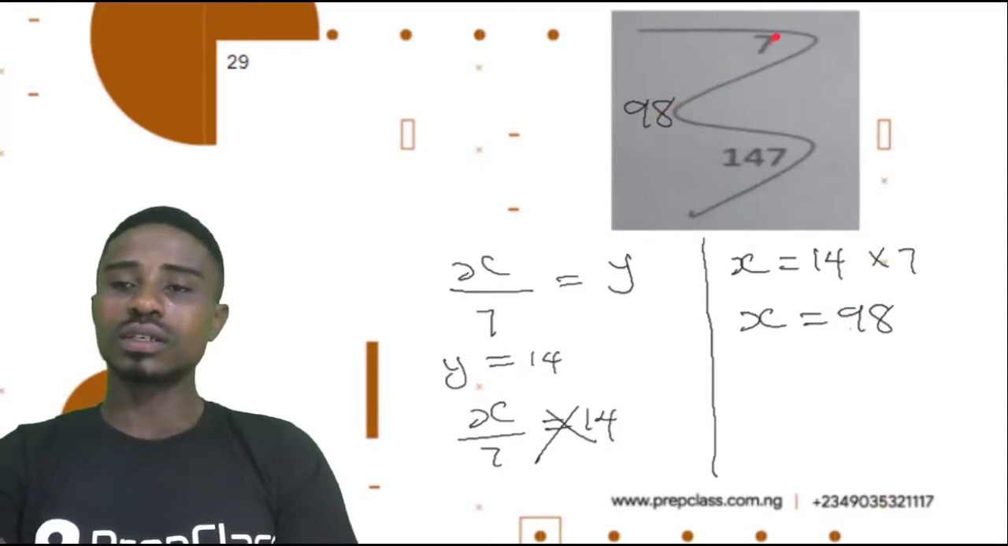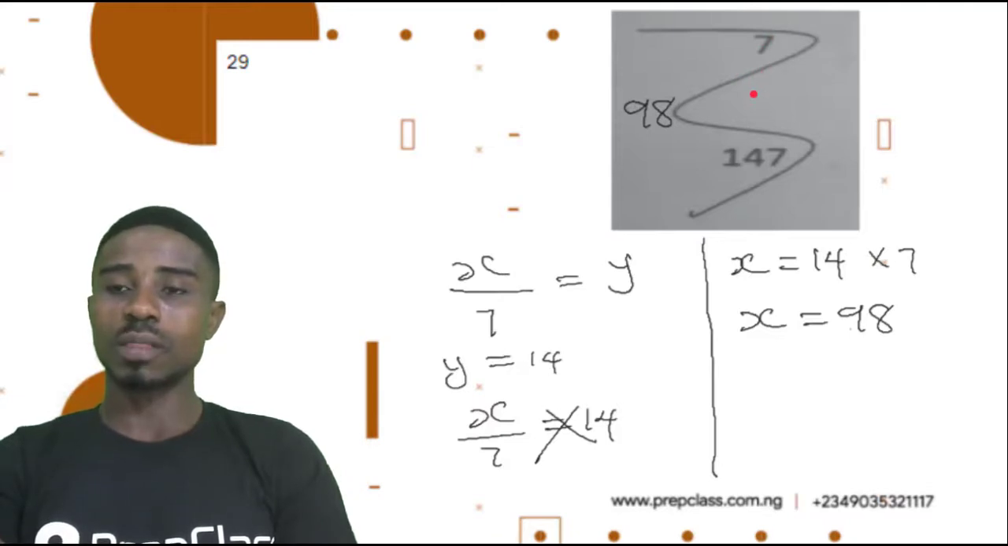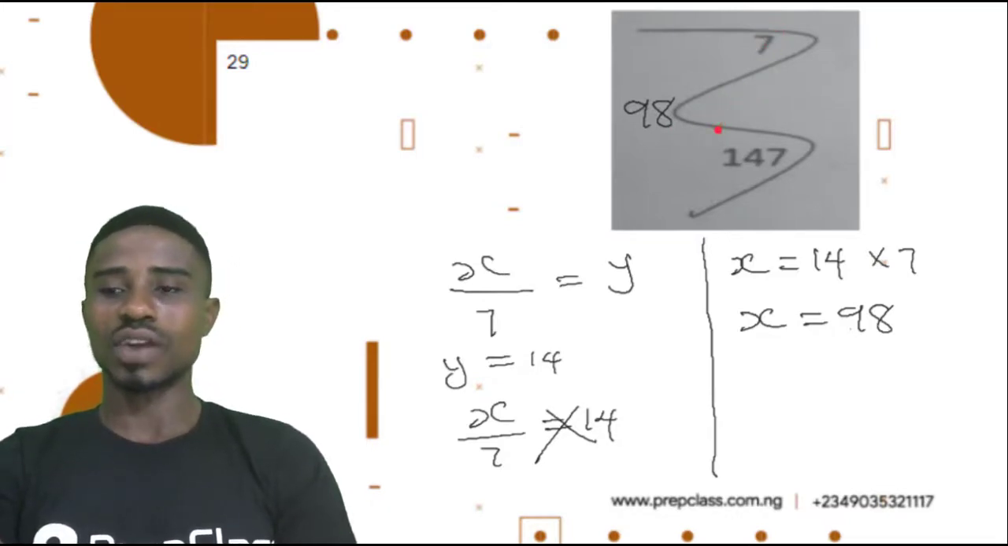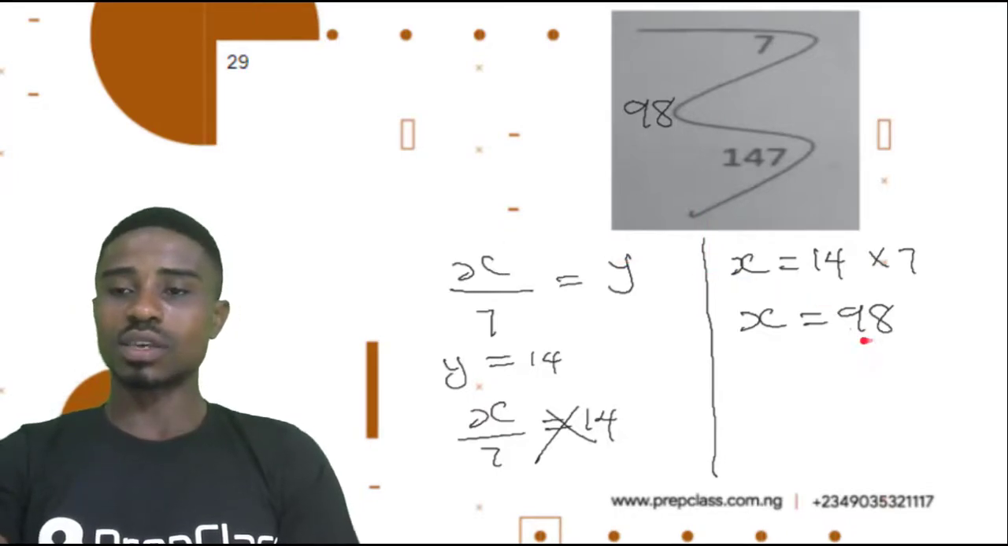So if we say 98 divided by 7 will give us 14. 14 plus 7 will give us 21. 21 times 7 will give us 147. Or we can do it in reverse and say 147 minus 98 will give us 49. The square root of 49 is 7. So our answer is correct. X is equal to 98.